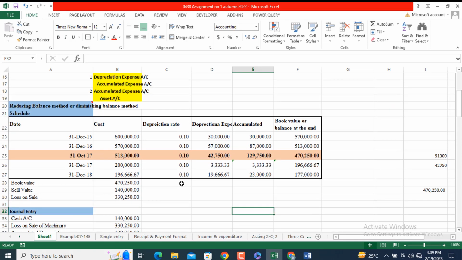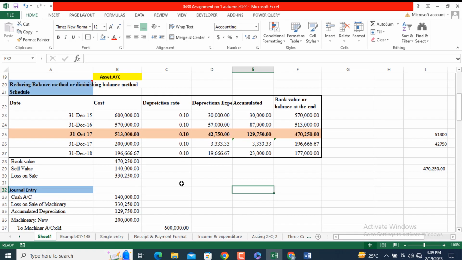As two methods of depreciation have been asked of us to be prepared, here is the first schedule under the reducing balance method or diminishing balance method. Schedule is here, date. Every year we are going to depreciate on 31st December 2015, so I am going to mention this date. The cost of the asset is 600,000. If there is a residual value or salvage value, we get the depreciable cost by subtracting that salvage value from the cost of the asset.